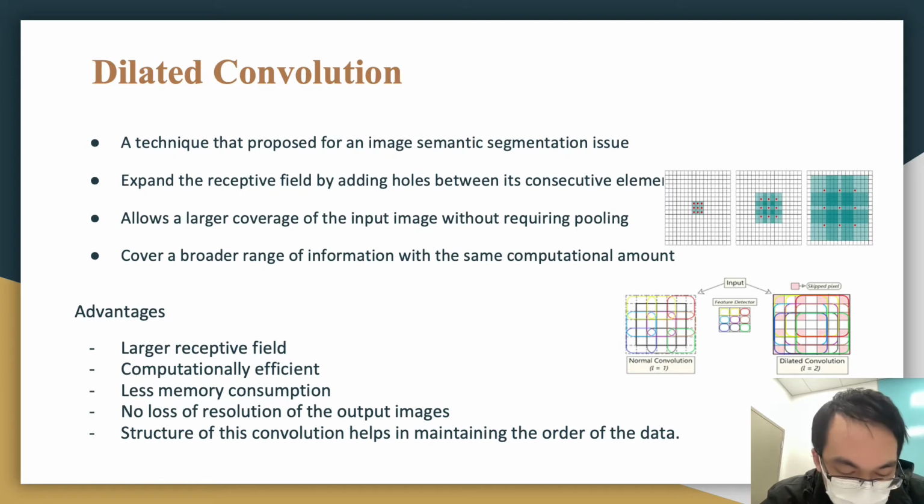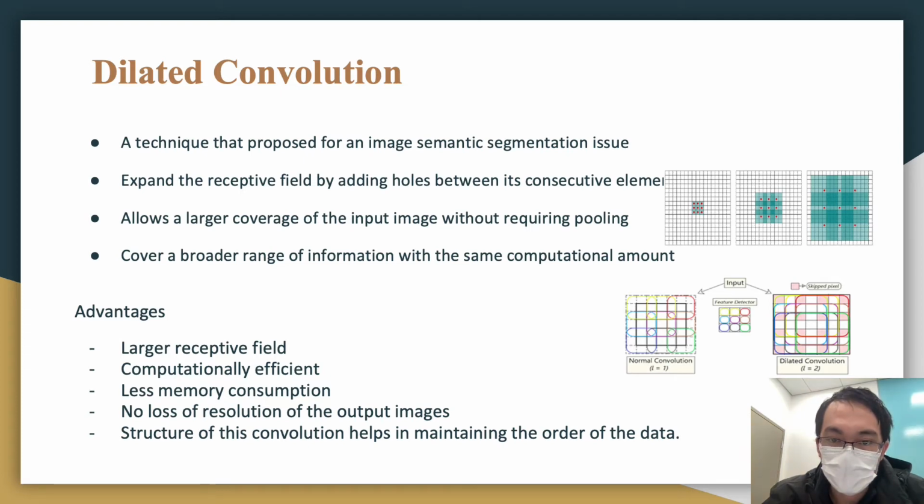computationally efficient. Dilated convolution has lower memory consumption during the implementation. This is because it skips the pooling steps. The output image resolution will not be reduced and the information is lossless. Dilated convolution adds holes between its consecutive elements and does not use pooling. Convolution with dilated structure helps preserve order in the data.